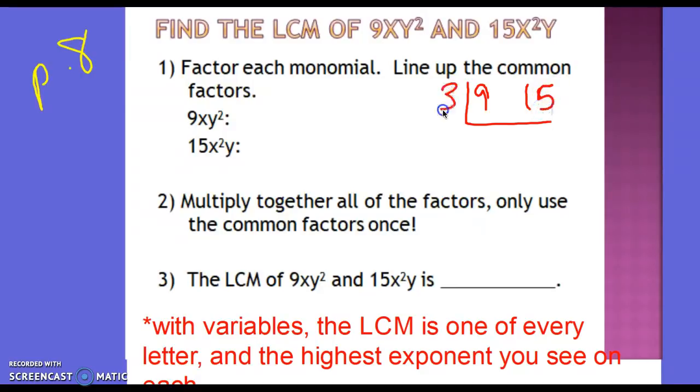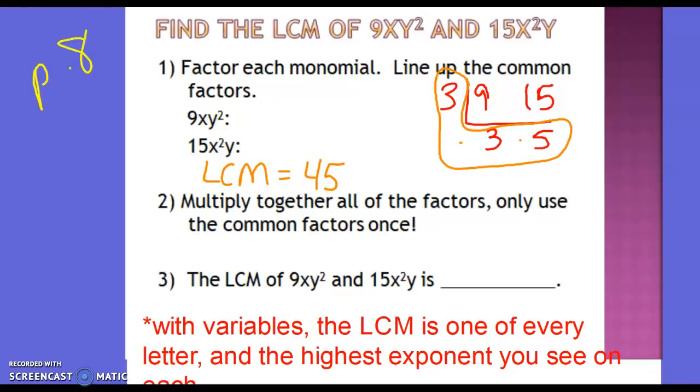I know 3 goes into both of them. 9 divided by 3 is 3. 15 divided by 3 is 5. 3 and 5 have nothing else in common. And so I'm going to go ahead and draw my L for least common multiple, and I'm going to multiply all three of those things together. So 3 times 3 is 9. 9 times 5 is 45. So number-wise, my least common multiple is going to be 45.